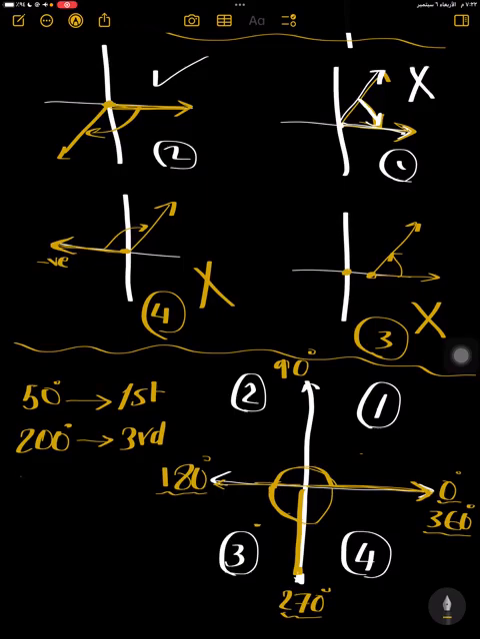If we have angle of measure 179 degree, its terminal side in which quadrant? Because 179 is less than 180, this directed angle, its terminal side is in the second quadrant. Angle of measure 350, its terminal side is in the fourth quadrant, because 350 is less than 360.